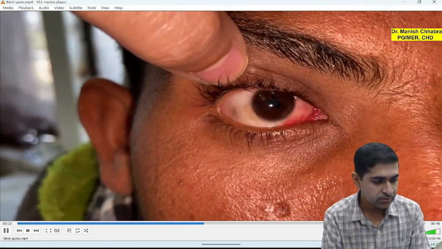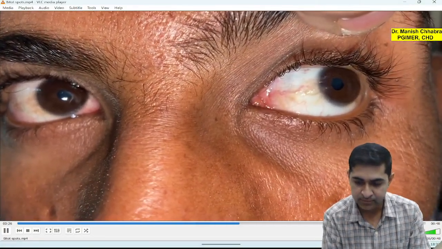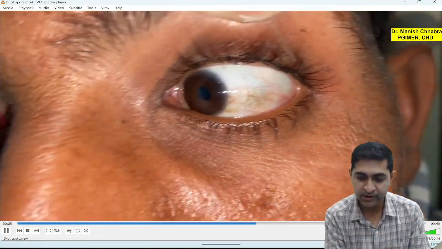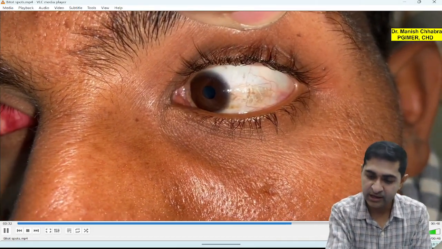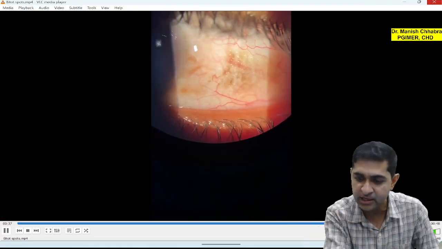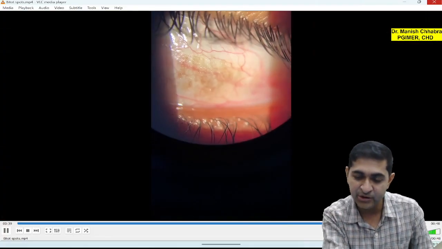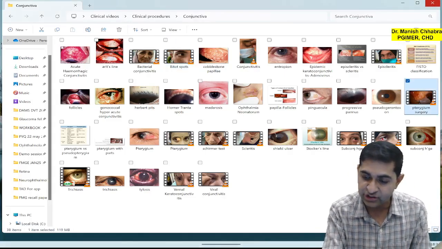Now see, left eye. Okay, so I hope that you are able to appreciate the foamy appearance. Now can you appreciate the foamy appearance? Okay, got it. Done. Now I am going to quickly show you pterygium surgery.